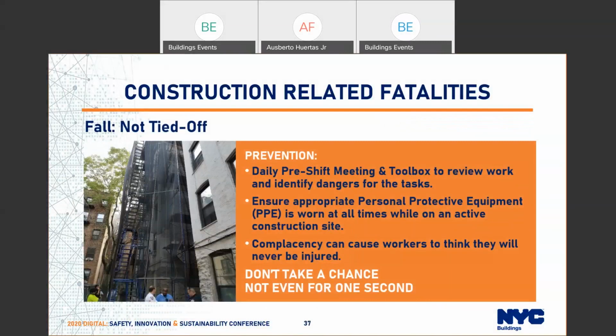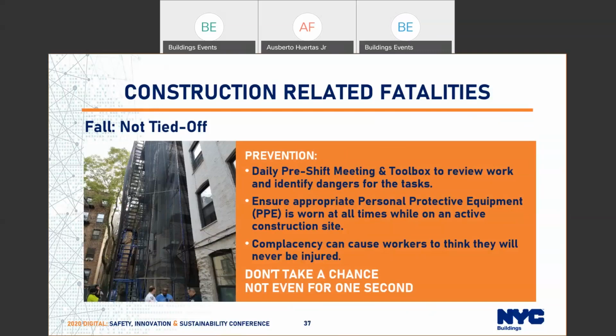Preventative measures should have included, but not been limited to, having a daily pre-shift meeting and toolbox talk to identify the scope of work and the dangers present. Ensure all workers have appropriate protective equipment and that it's worn at all times. Harnesses should not be removed while standing on an elevated platform over 6 feet.